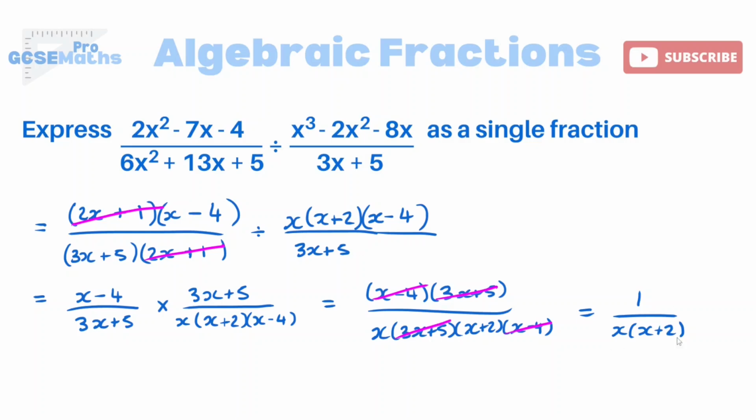In this case, that's my answer. I'm not going to bother expanding it, just leave it like that. We've got 1 over x brackets x plus 2. That's the most simplified I can get.